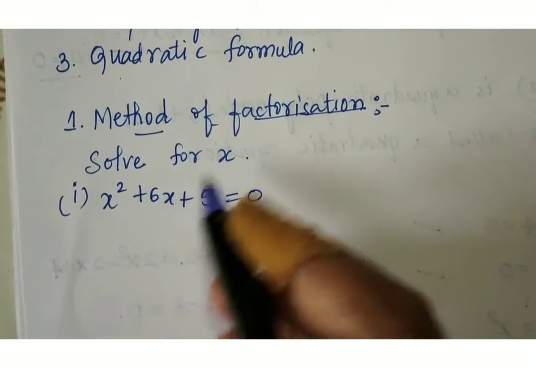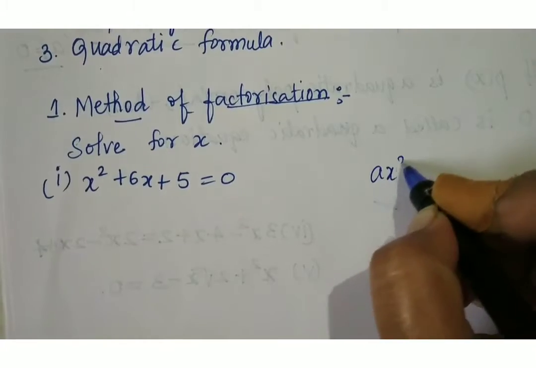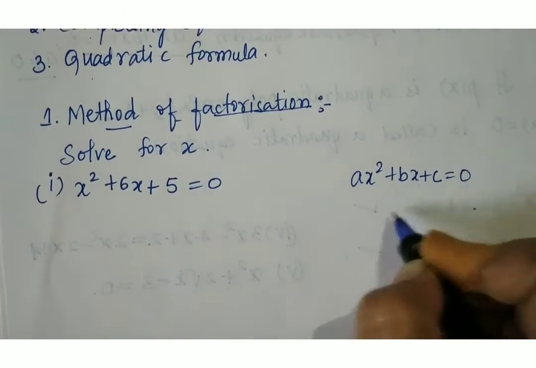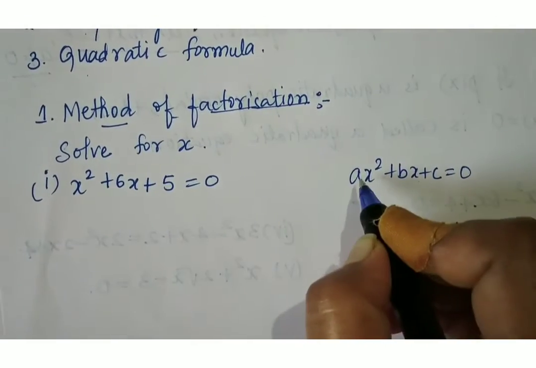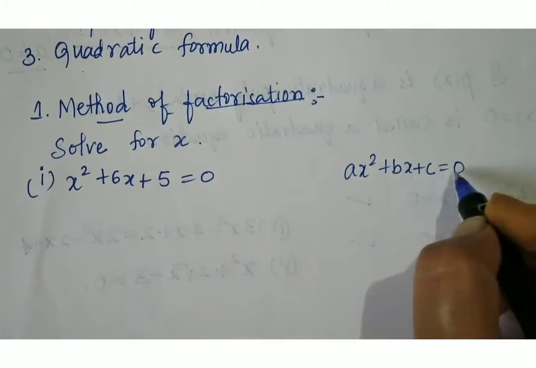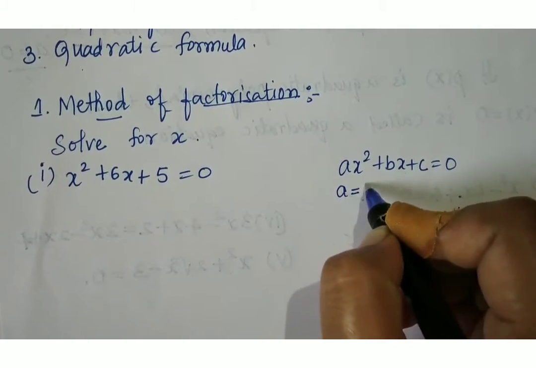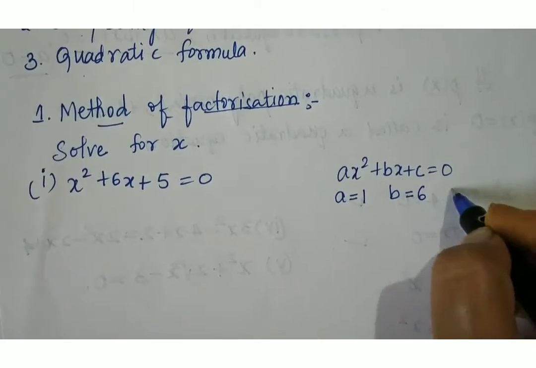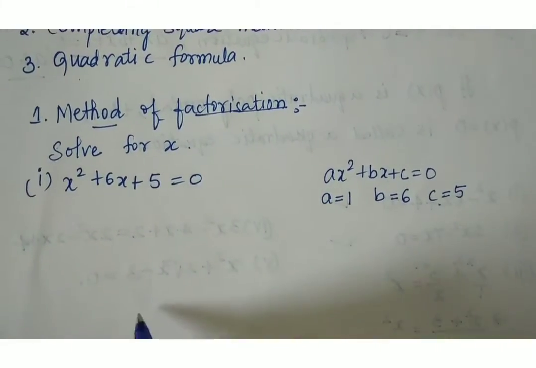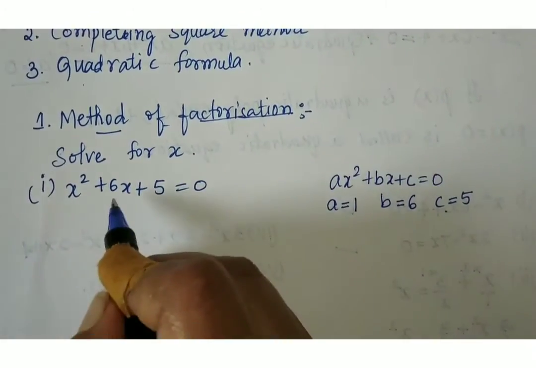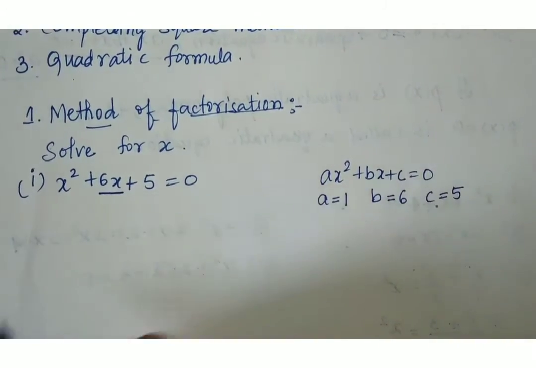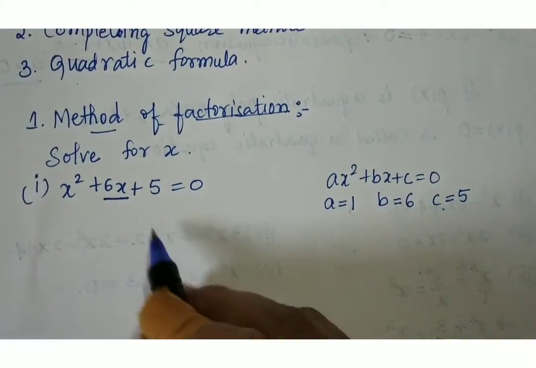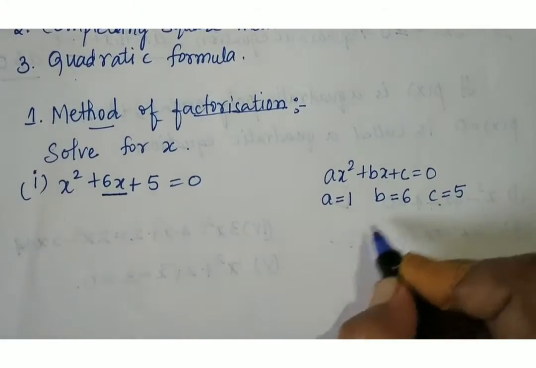So for this, we compare with the general form, ax square plus bx plus c is equal to 0. If we compare this given question with the general form of a quadratic equation, then the value of a is 1, the value of b is 6, and the value of c is 5. See, factorization is nothing but splitting the middle term. Here the middle term is 6x. So we are going to split the middle term.